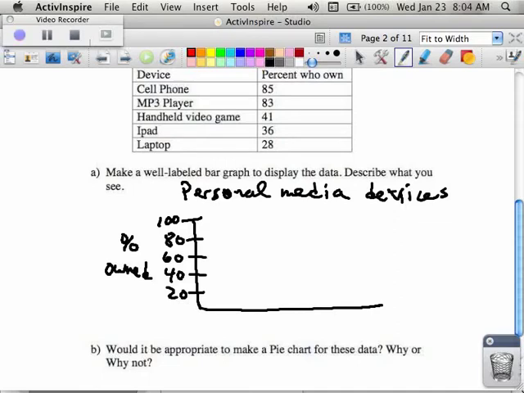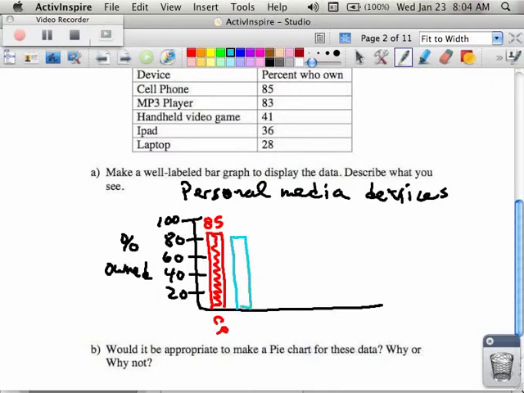So my first device, if I was going to do cell phone, which is 85%, I could make a bar at about 85%. Call it cell phone and label it CP maybe for short. And then what I like to do, to make sure the reader can't mess up on my test, is put the number at the top of the bar. It's not required, but it helps the reader know for sure that you knew exactly what the percentage was. And then the next one would be the MP3 player. It's a little bit shorter than the cell phone.